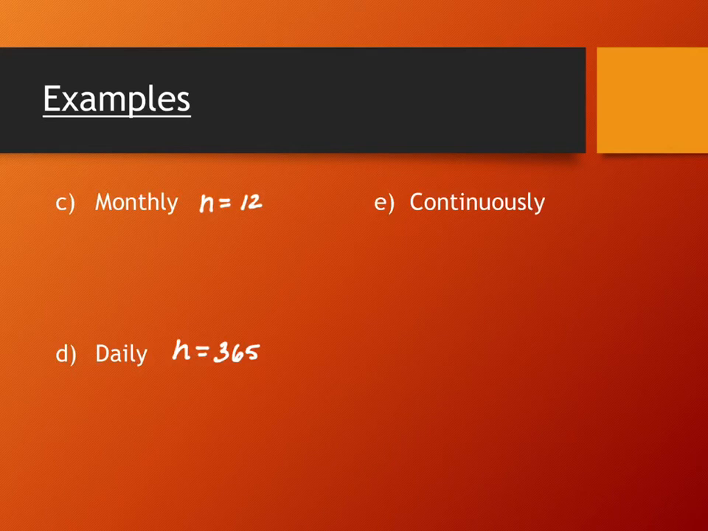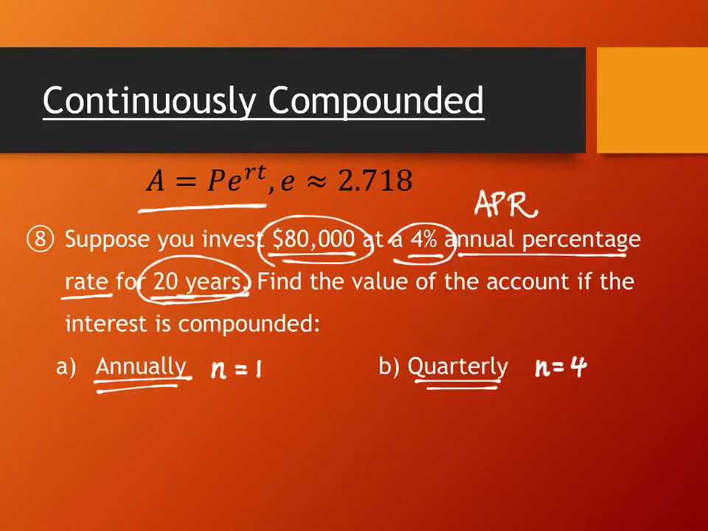It's always within a year. How many of them are there in a year? 365. The continuously, there's no n. It means we use the other equation. I didn't write that right. A equals P e to the RT. We don't have an n. Now, on every problem, all the pieces at the beginning remain the same. The 80,000, the 4%, and the 20 years. All that's the same for every piece of this problem.